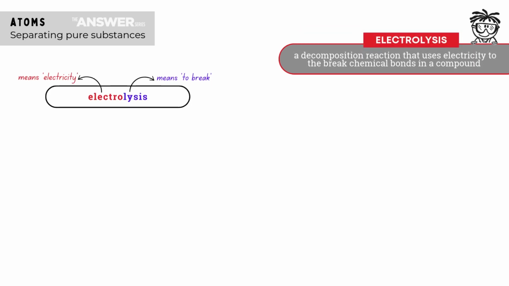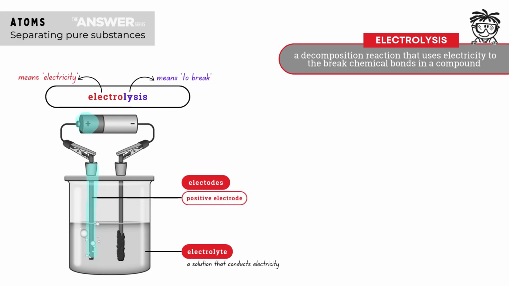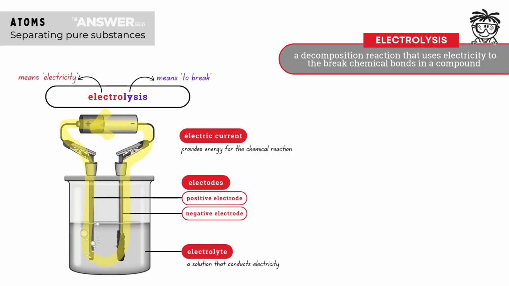A decomposition reaction that uses electricity to break the chemical bonds in a compound is called electrolysis. Electrolysis involves a solution called the electrolyte that can conduct electricity, two carbon electrodes that are connected to the terminals of a battery. The one electrode, the positive, is connected to the positive terminal of the battery. The other electrode, the negative one, is connected to the negative terminal of the battery. And lastly, it also requires an electric current that provides energy for the chemical reaction to take place.